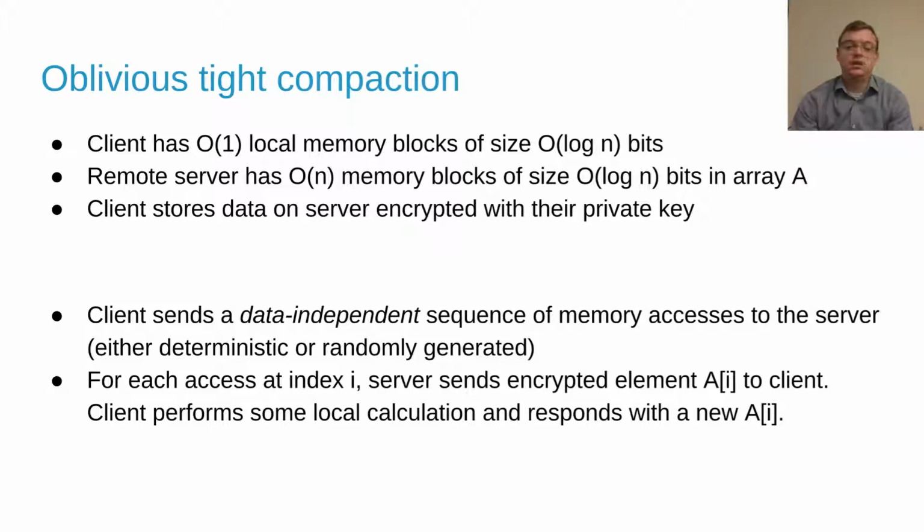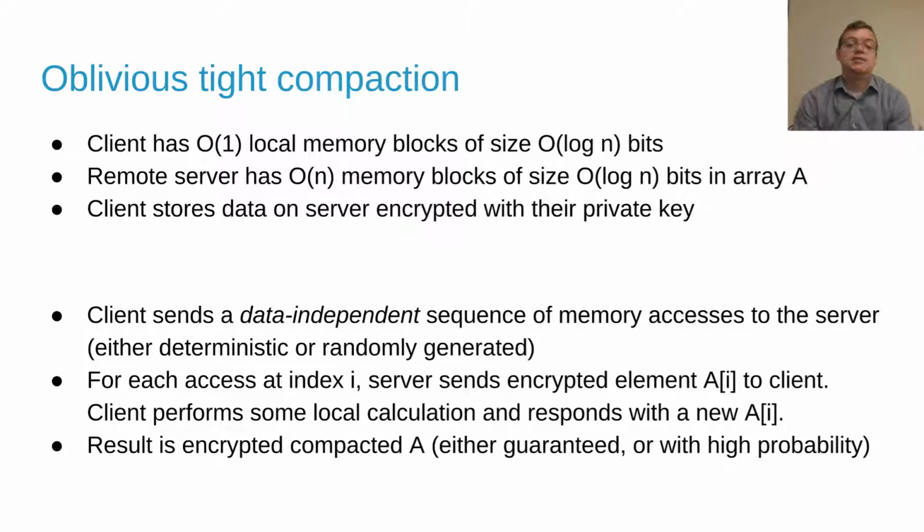So each time the client sends some value i, the server responds with A at i. The client does some calculation and overwrites A of i with the new value. And at the end of this process, you should have, again, an encrypted list that has now been compacted so that all of the marked elements are at the front. If it's deterministic, this should be guaranteed. If it's a random sequence of accesses, then you have at least a high probability of success.